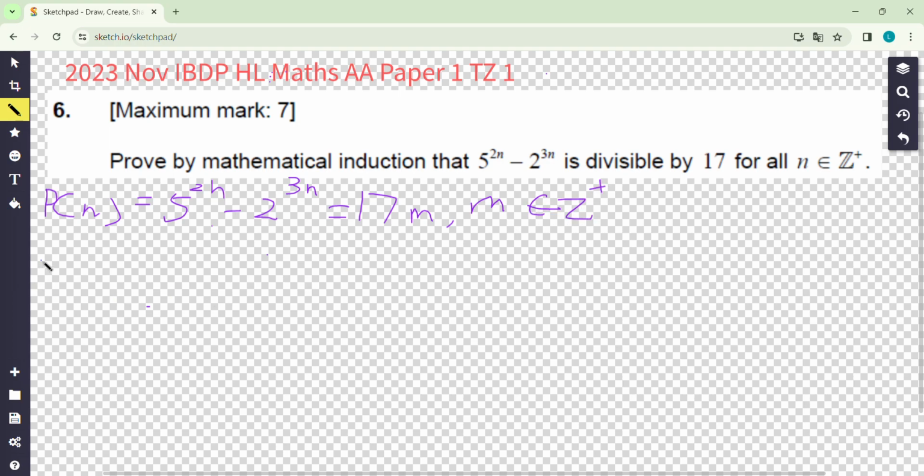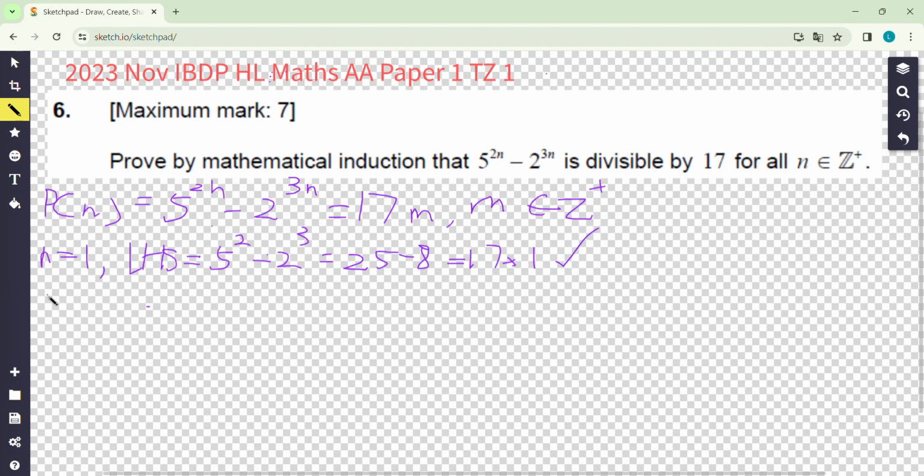And then first we have to check that it is correct for n equals 1. So consider n equals 1. The left hand side equals 5 to the power 2 minus 2 to the power 3, which is 25 minus 8, giving 17. So 17 times 1. So it is correct.